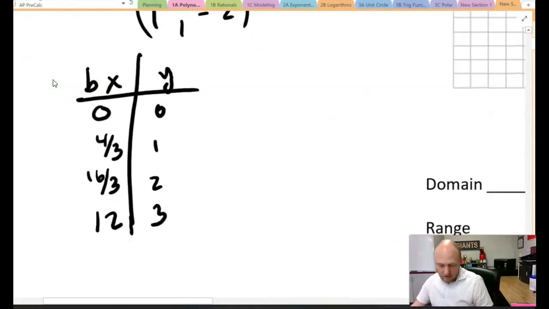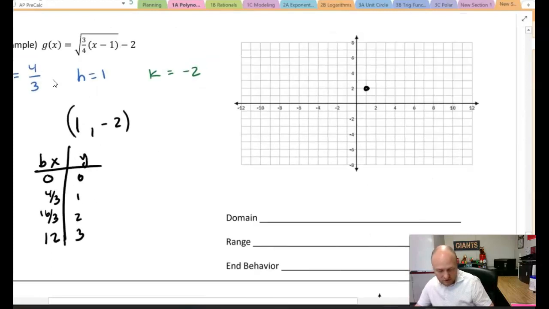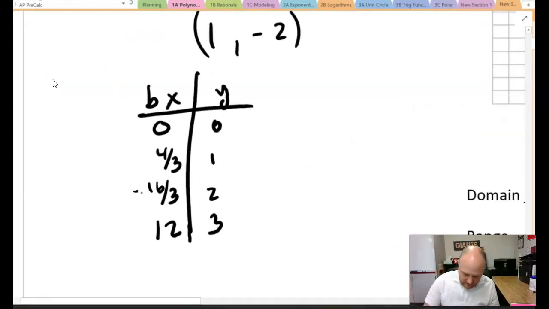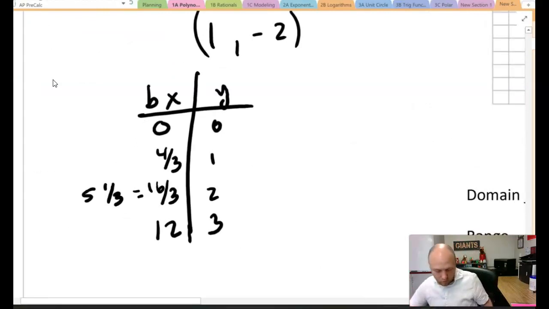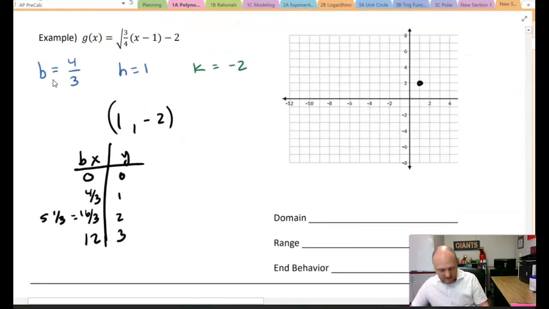Yeah, because we're stretching. All right. So 16/3. I don't know what that is off the top of my head. It's about what, 5 and 1/3. Okay, so we'll roll with that.